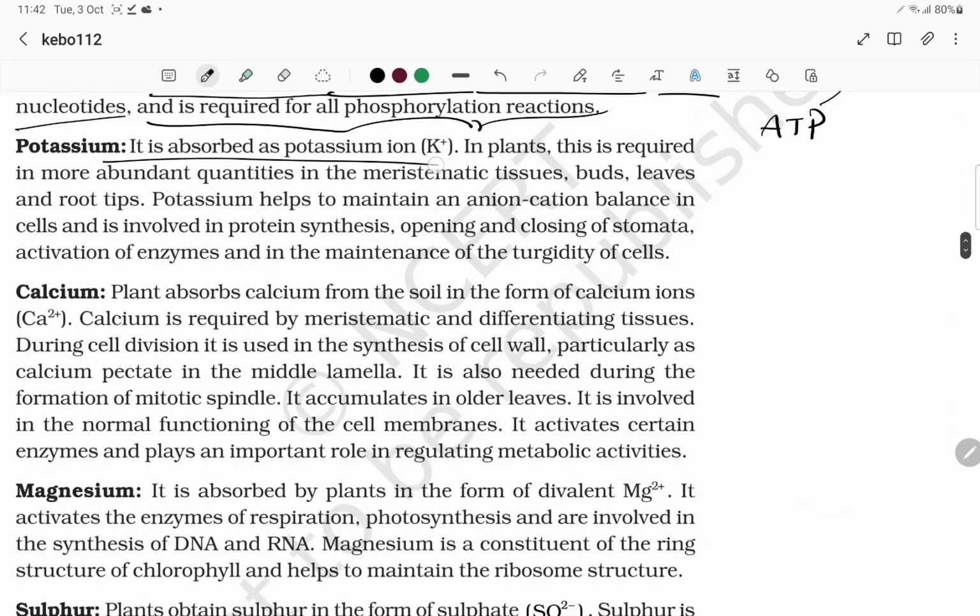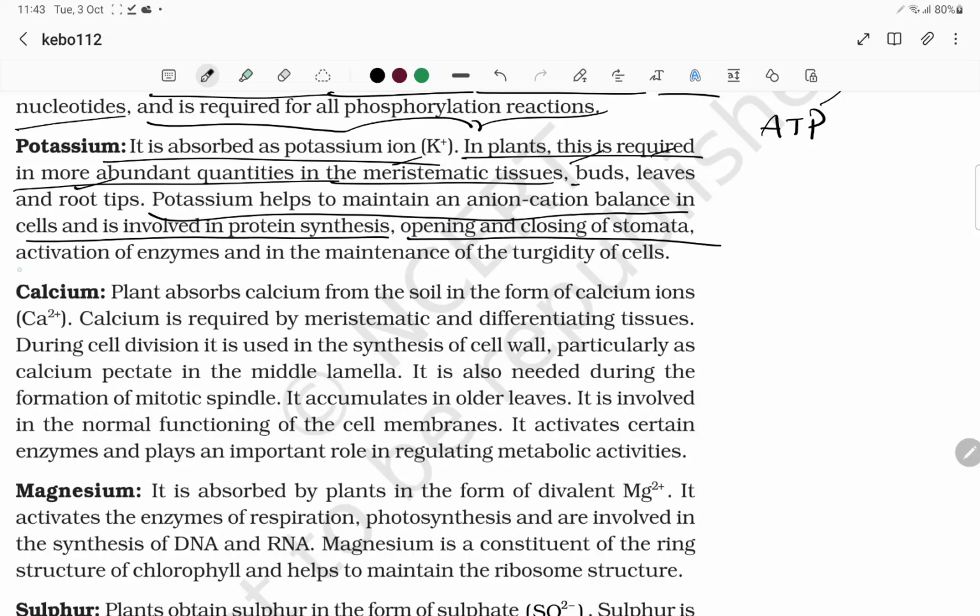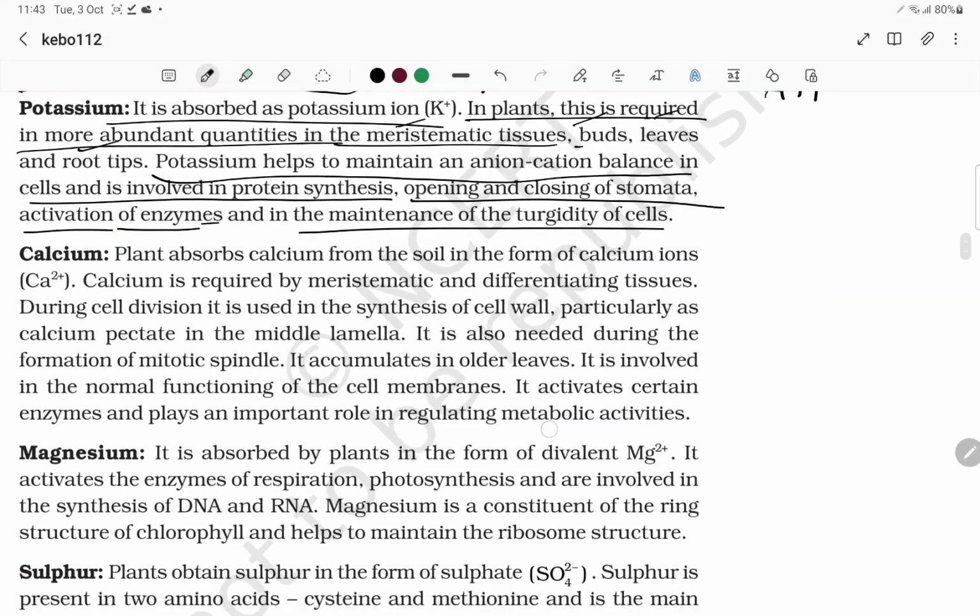Potassium is absorbed as potassium ions. It is required in abundant quantities in the meristematic tissue, buds, leaves, and root tip. Potassium maintains the anionic-cationic balance in cells and is involved in protein synthesis. So that's why it is very important in meristematic tissue. It also functions in opening and closing of stomata, activation of enzymes, and maintenance of turgidity of the cells.